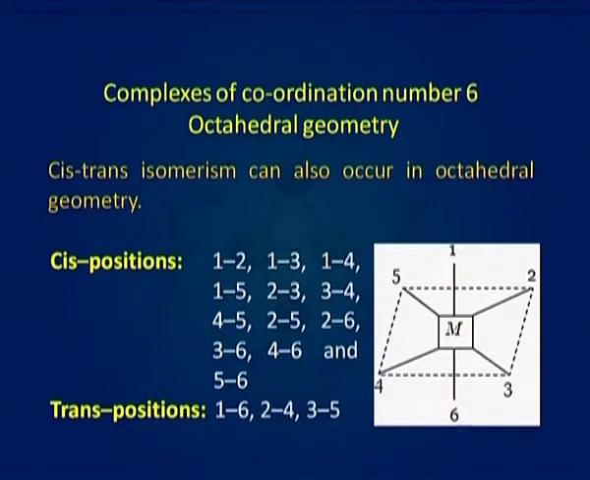Now, cis positions are 1 and 2, 1 and 3, 1 and 4, 1 and 5, 2 and 3, 3 and 4, 4 and 5, 2 and 5, 2 and 6, 3 and 6, 4 and 6 and 5 and 6, and the trans positions are 1 and 6, 2 and 4 and 3 and 5.